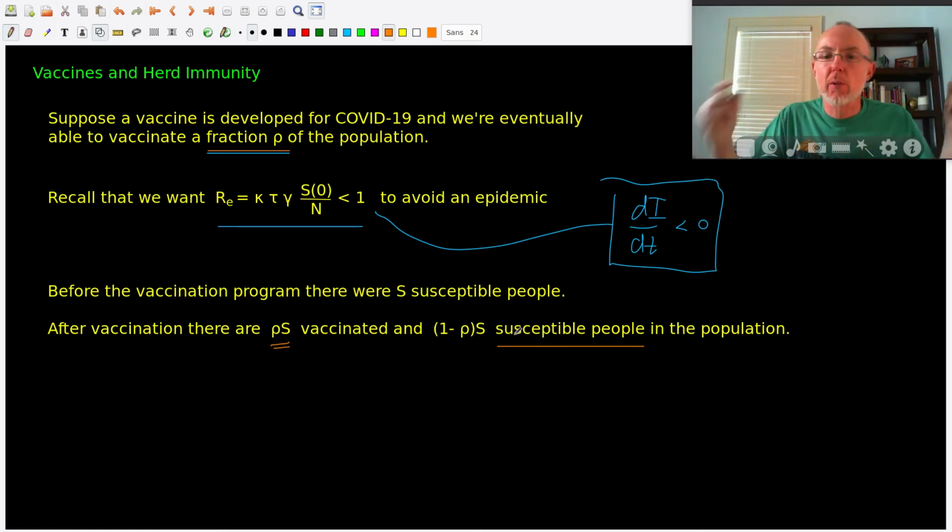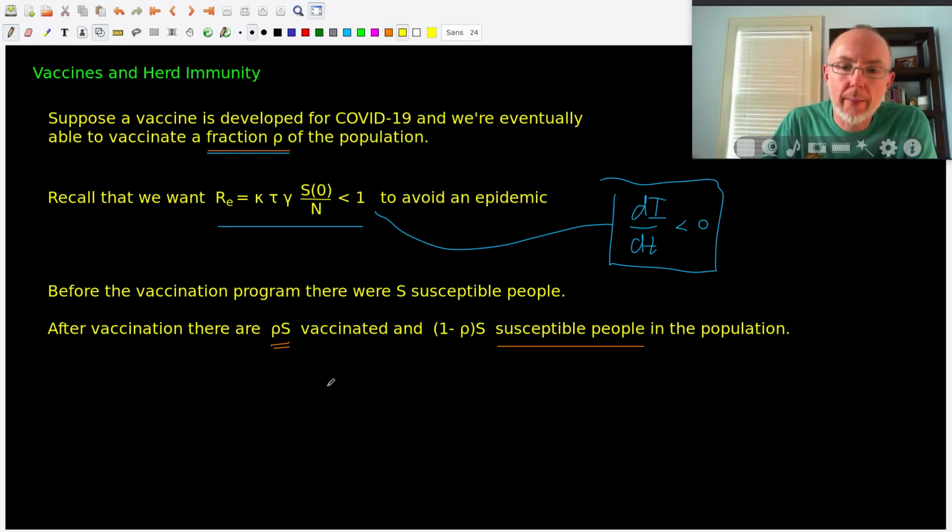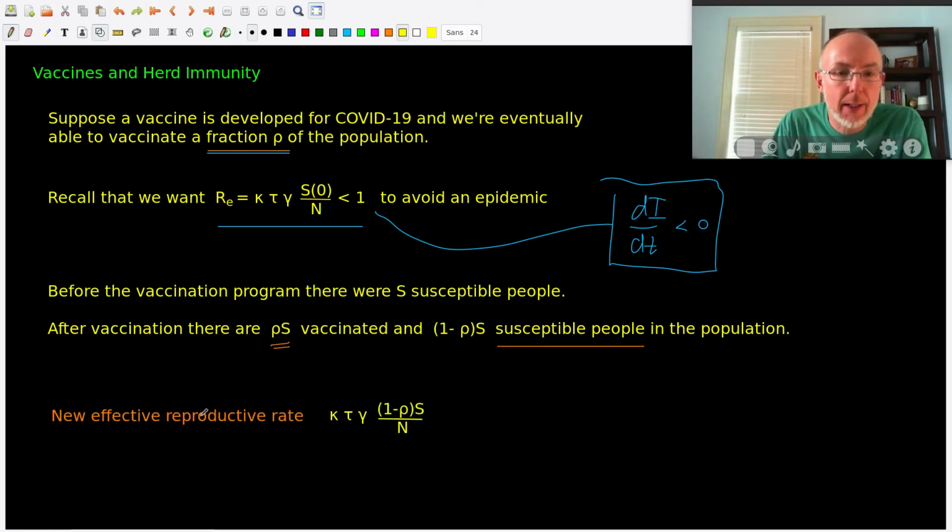Now you've got the same number of infected people wandering around, but they're coming into contact with a lot fewer susceptible people than they were previously. And what that means is we've changed the effective reproductive rate. We've got a new effective reproductive rate, which has the old population of susceptibles replaced with this new population of susceptibles after the vaccine. And again, for this to avoid an epidemic, we want it to be less than 1.